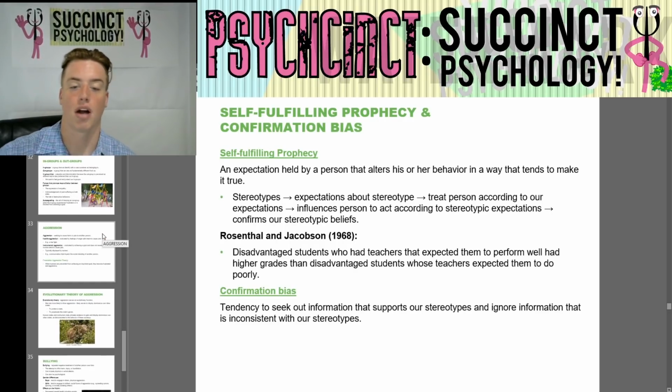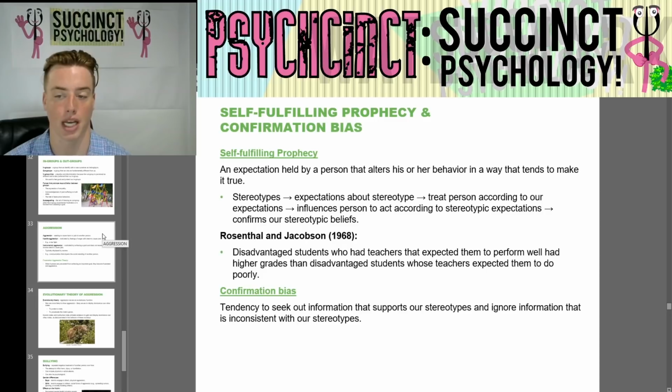So, self-fulfilling prophecy and confirmation bias. Now, self-fulfilling prophecy is an expectation held by a person that alters his or her behavior in a way that tends to make it true. So stereotypes lead to expectations, which leads you to treat the person according to your expectations, which influences the person to act according to stereotypic expectations, which then confirms the stereotypical beliefs of the person who held them. Now, Rosenthal and Jacobson, 1968: disadvantaged students who had teachers that expected them to perform well had higher grades than disadvantaged students whose teachers expected them to do poorly.